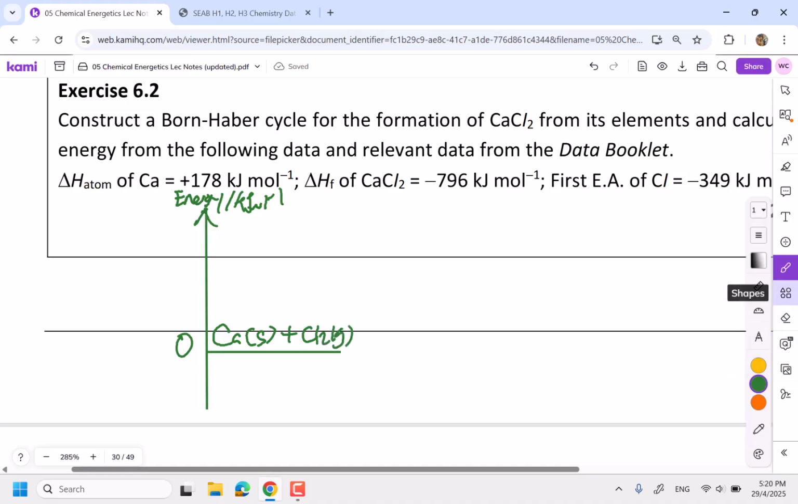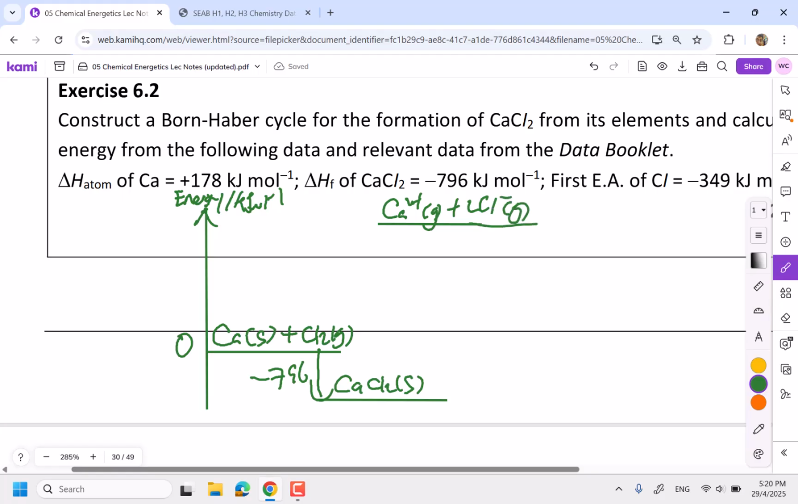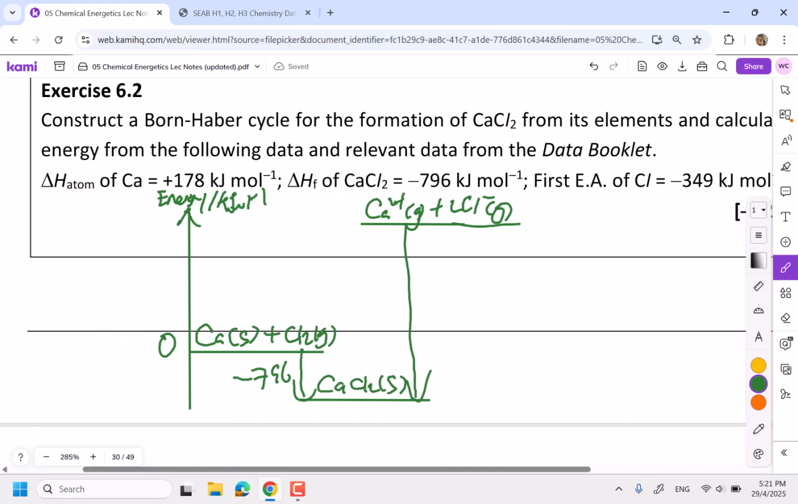Okay, then I'll draw another line here. Okay, I'll draw a longer line. And then I'll draw another line here. Okay, so I'll write these two terms. This is CaCl2 solid. So this is defining the enthalpy change of formation. So that's minus 796. Okay, then this is Ca2+ gaseous as well as 2Cl- gaseous. Okay, then this, let me draw this line properly. Okay, so this is what I need to find out. So this is the lattice energy. So I'll just color code it LE, lattice energy.